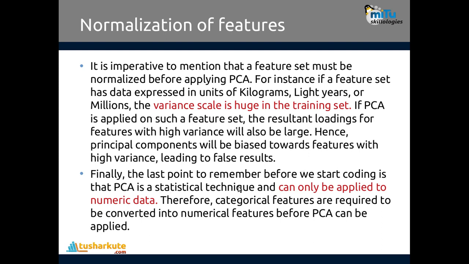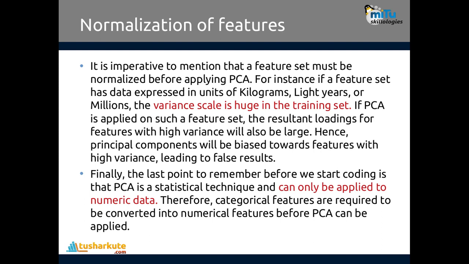Finally, the last point to remember before we start coding is that PCA is a statistical technique and can only be applied to numerical data. Therefore, categorical features are required to be converted into numerical features before PCA can be applied. So, either we can use the one hot encoding technique or the label encoding technique to convert the categorical feature, or the string data, into numerical data. So, that is what the prerequisites are for PCA.